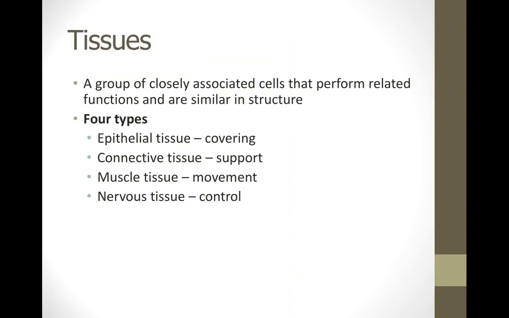So we have four different types of tissue: epithelial tissue, connective tissue, muscle tissue, and nervous tissue. Epithelial tissue is typically found as a covering, connective tissue has a supportive role. Muscle tissue's role is movement, and nervous tissue's function is control and coordination of your body activities.